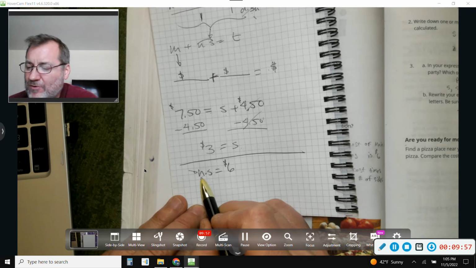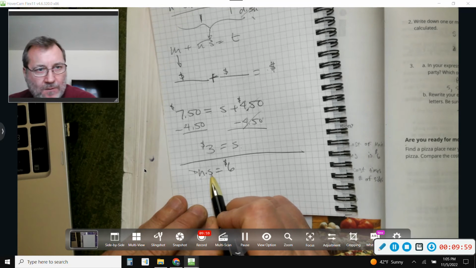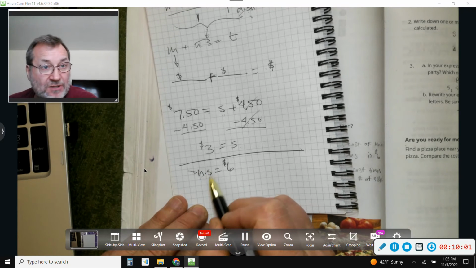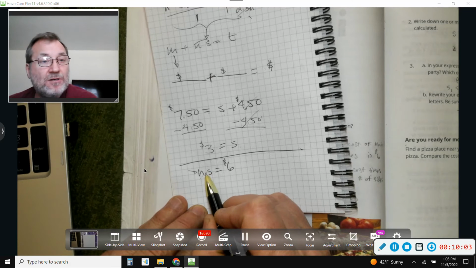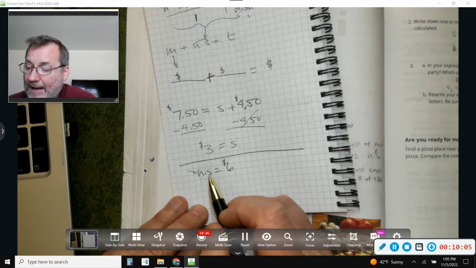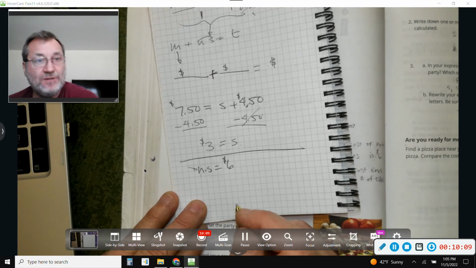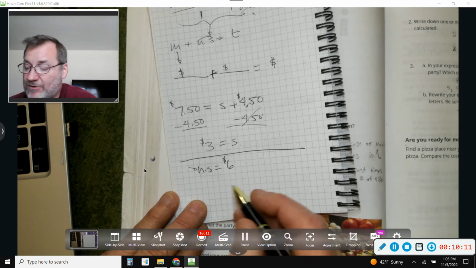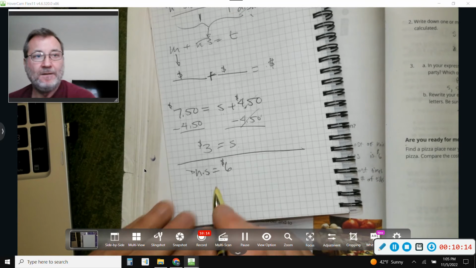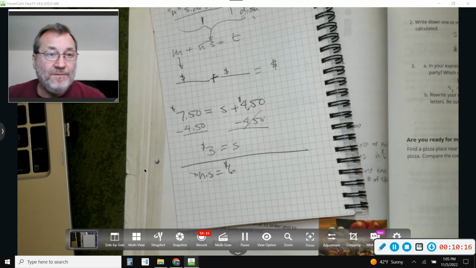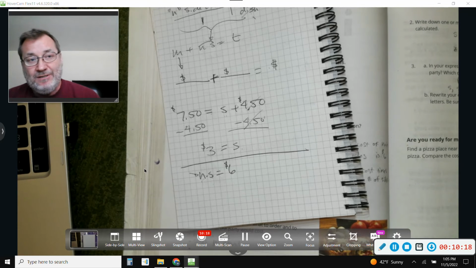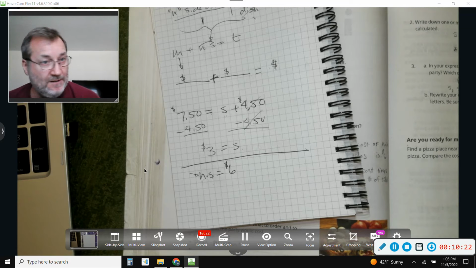Well, what's happening between the n and the s? Since there's no addition, subtraction, division, or anything there, you can assume that there's multiplication. And how do we undo multiplication? Well, we use division. That's the opposite. That's what's called the inverse function. The inverse function of addition is subtraction. The inverse of multiplication is going to be division.